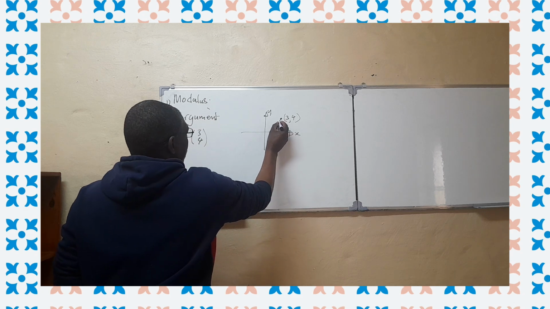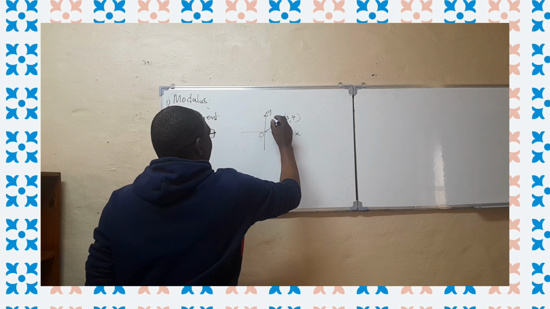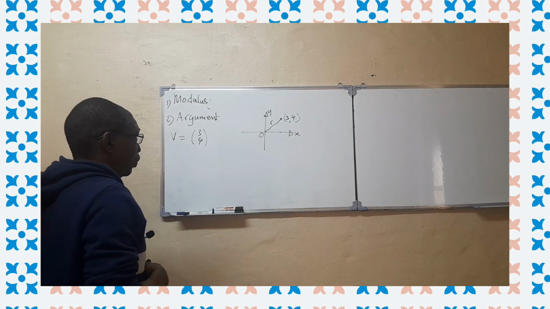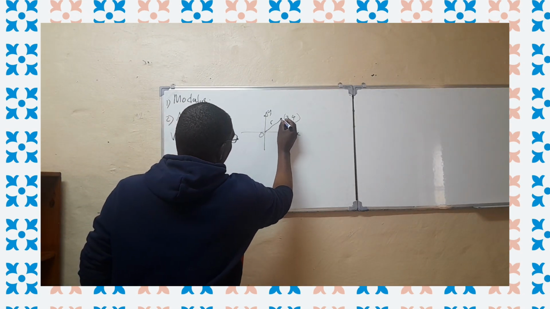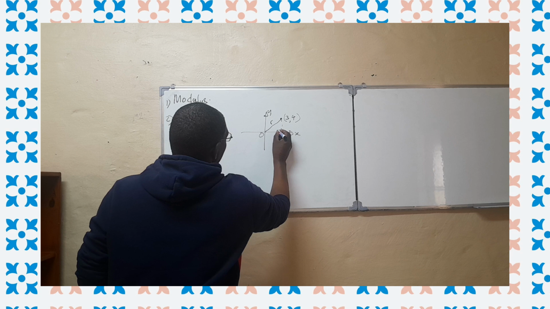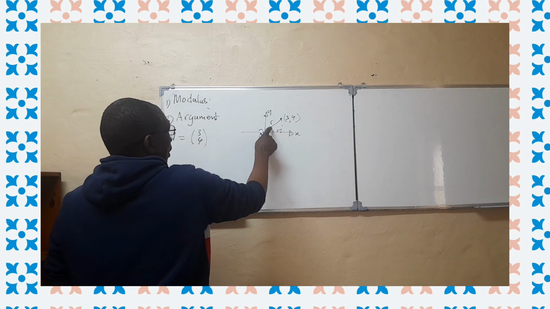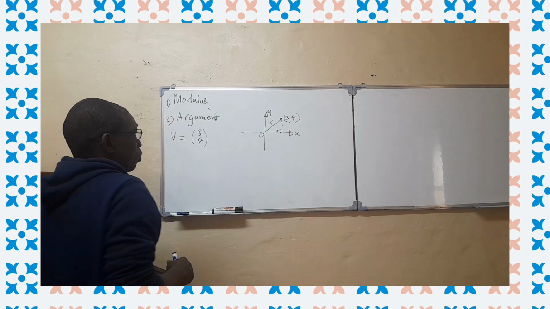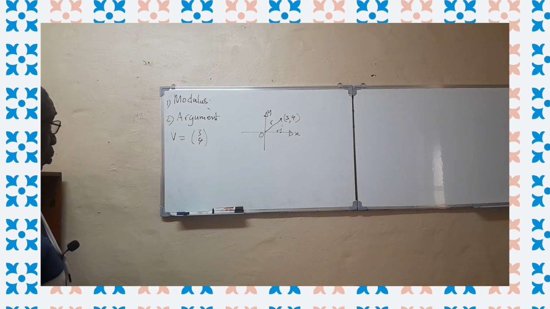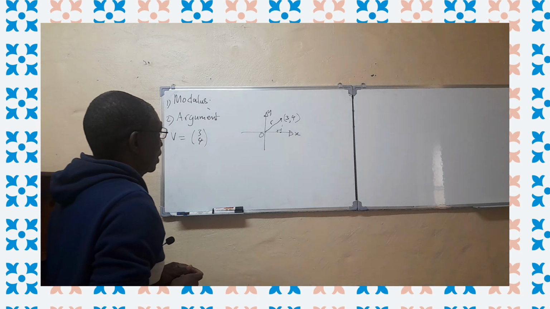We can, of course, join this point to the origin, and the length of this line gives us the modulus of the vector. It's given by your good old distance formula. You drop a perpendicular here, and now you have a right-angled triangle. This side is 4, this side is 3. So r is equal to the square root of 4 squared plus 3 squared. That gives you the modulus of the vector.